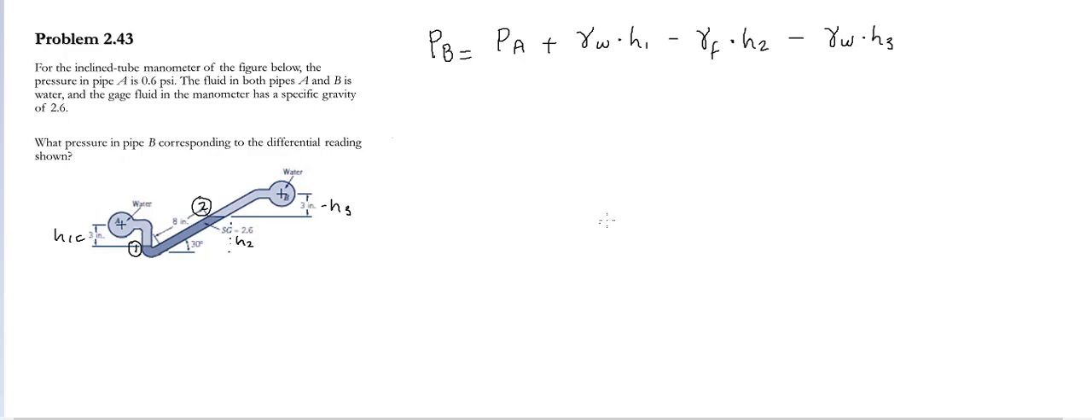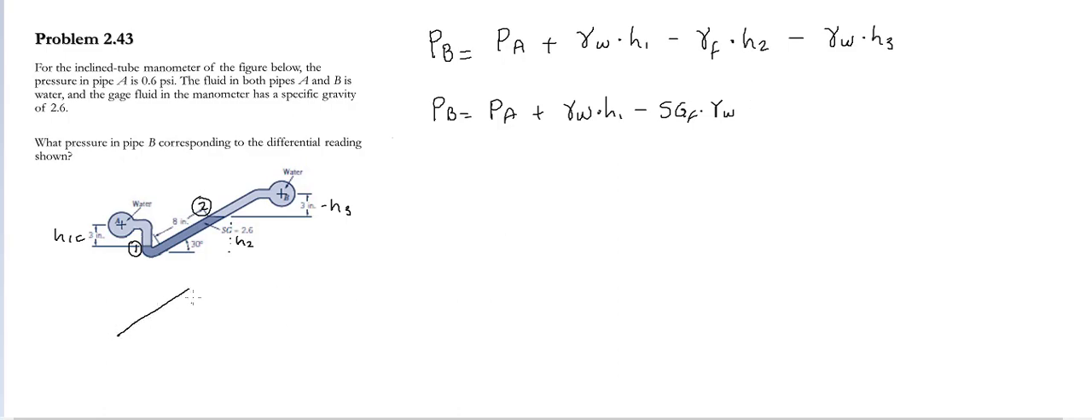Okay, so we're going to substitute in the values that we have. We have PB, once again PA, the gamma of water we have, and H1 we have. However, we don't have the gamma of the fluid. We do, however, have the specific gravity of the fluid. That is going to be Sg of the fluid times gamma of water. Then we stop over here because we don't have the elevation H2.